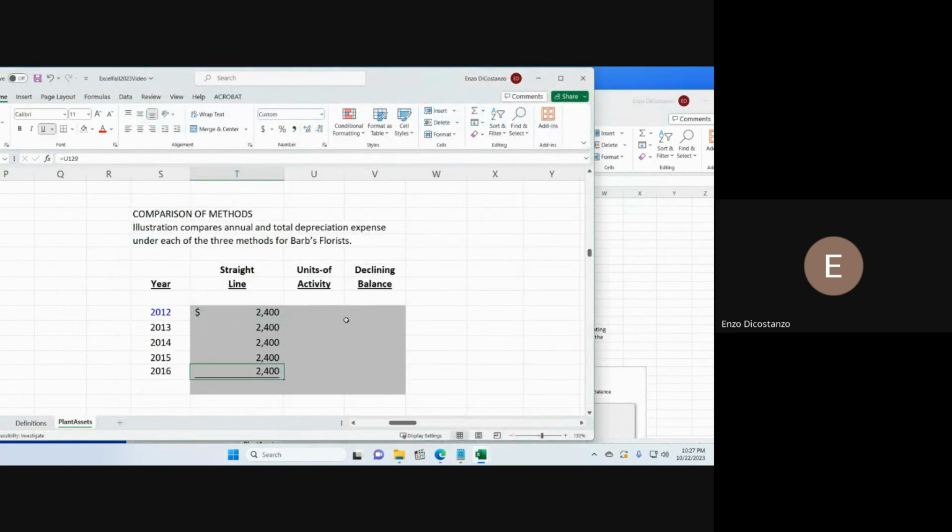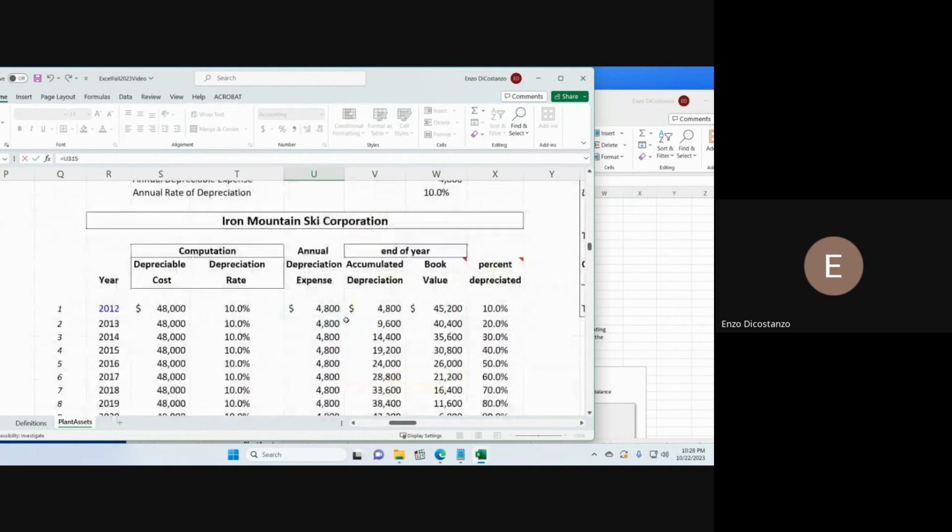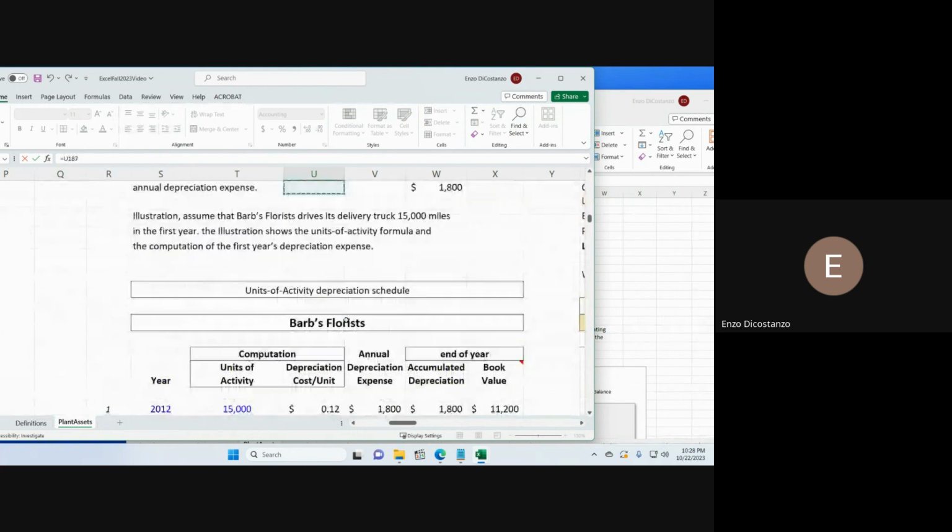You're going to underline this, and you say equals sum, which is all right there. Okay. That's the 5 years of payments under straight line. Then you're going to go to units of activity. You're going to observe those.